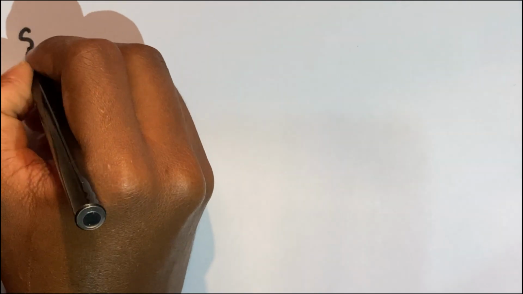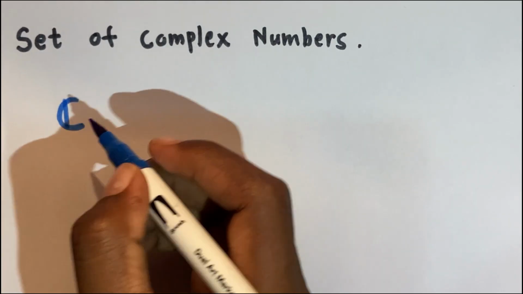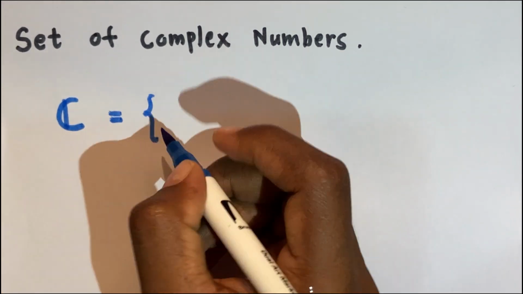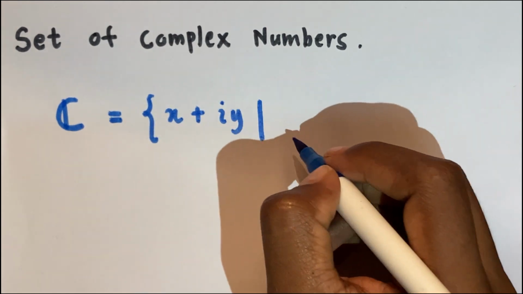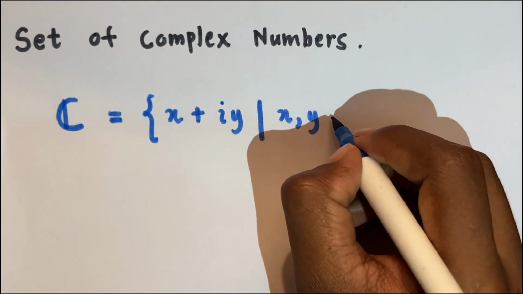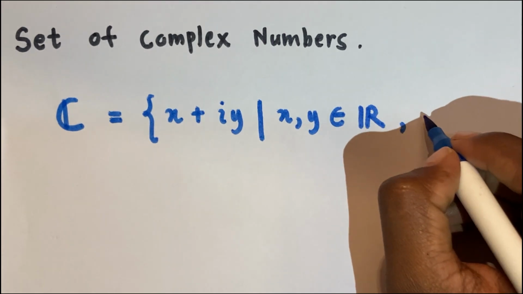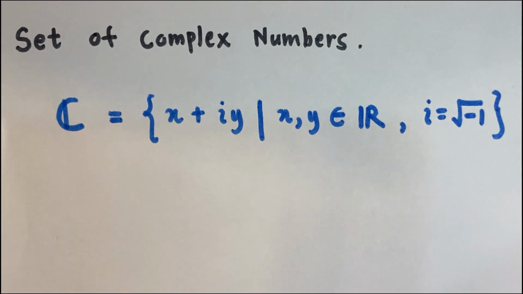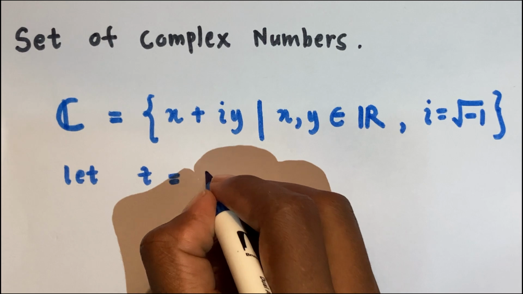Next topic. Set of complex numbers. There are some mathematical notations. Let z equals x plus iy.